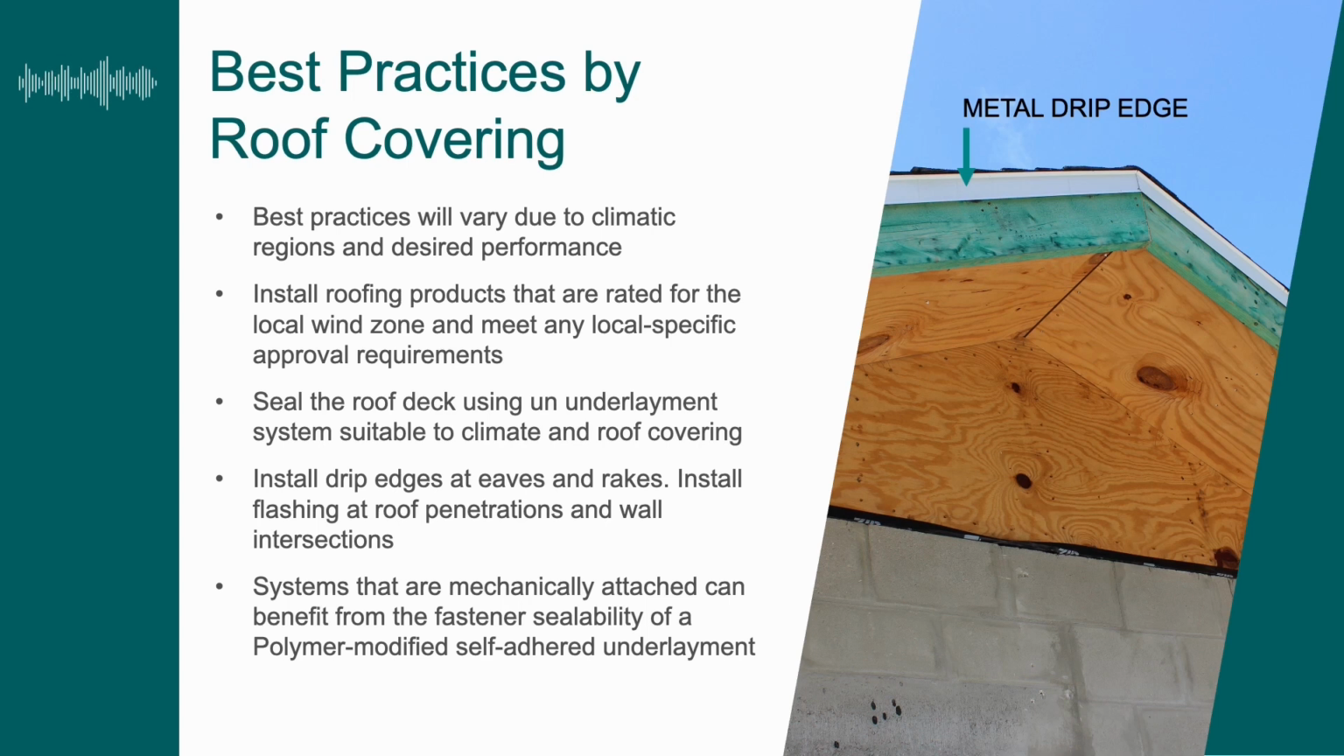Seal the roof deck using an underlayment system that's suitable to the climate and the roof covering type you're using. Install drip edges at eaves and rakes, and flashings at roof penetrations and wall intersections. And for those roof coverings that are mechanically attached, like a metal roof or a shingle roof or some types of tile roofs, a polymer modified self-adhered underlayment can help seal around those different fasteners, be it nails or different fastener types. Those are just some general principles to follow that apply to all roof covering types. Now we'll go into some specifics.